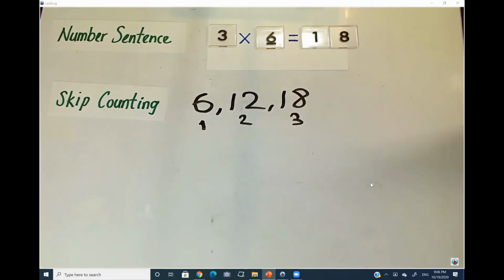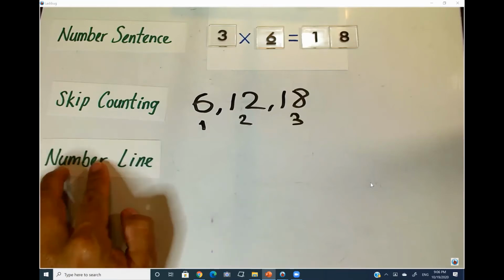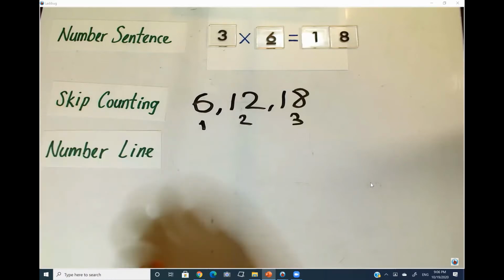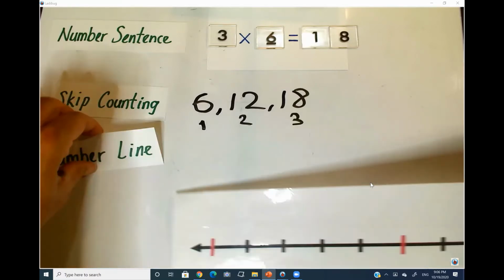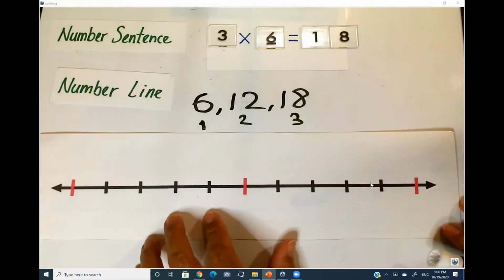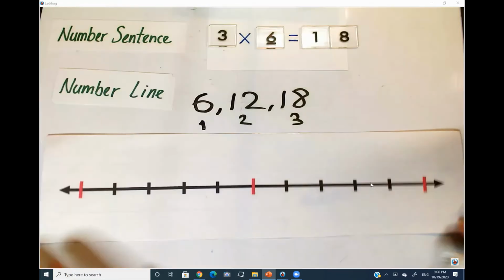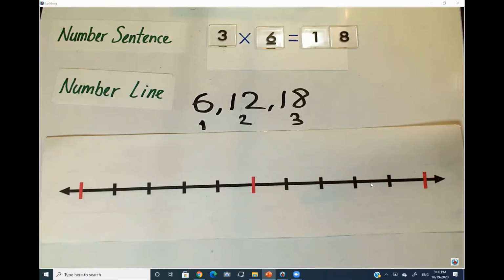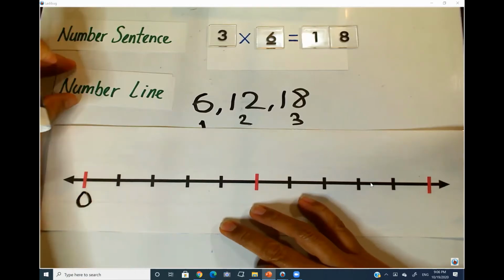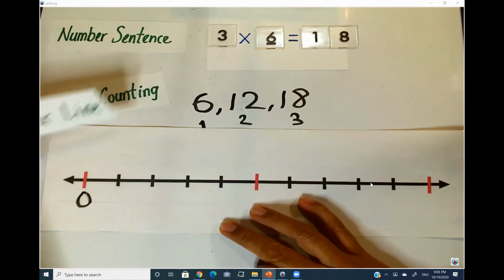The next representation is going to be the number line. And the number line is going to represent exactly what we are doing right now. So we put the number line here. Let me just cover this so we focus on the number line. We're going to start at 0. Because we are at 0, now we're going to skip count. So if you notice, it's exactly the same. We're going to skip count by 6.